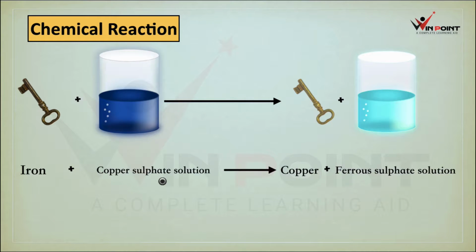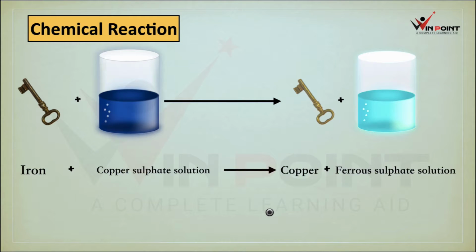Iron plus copper sulphate solution. When we are adding iron in copper sulphate solution, iron is more reactive than copper. If iron is more reactive than copper, then iron will replace copper. Then copper will be free. It will be iron sulphate or ferrous sulphate solution. Iron plus copper sulphate solution gives copper plus ferrous sulphate solution. The copper sulphate solution changed to ferrous sulphate and copper is free.